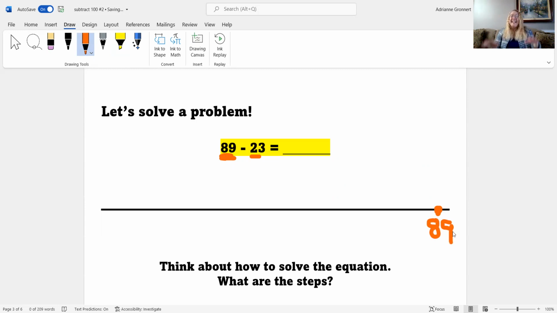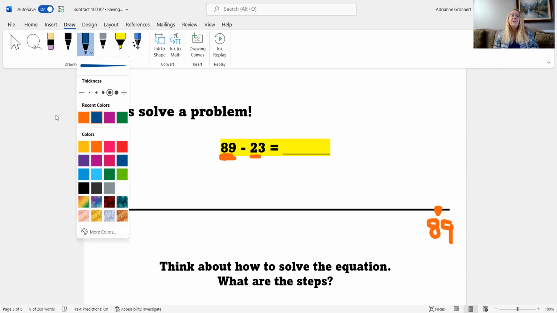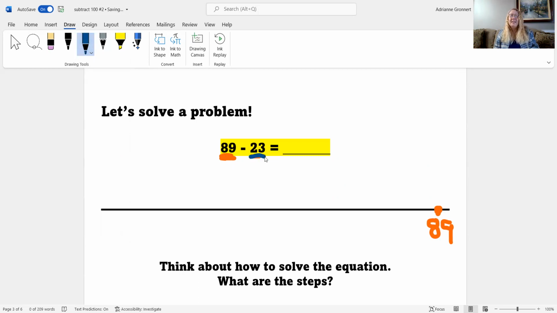That's right. Next, I look at the subtrahend, or the second number in the equation, and I need to specifically look to see how many tens are in the number 23. That's right, 2 tens. So I need to make 2 big jumps of 10 backward on my number line to represent the tens of the subtrahend. Let's do that. 10 and 10. I'm going to write 10 right there so that I remember.